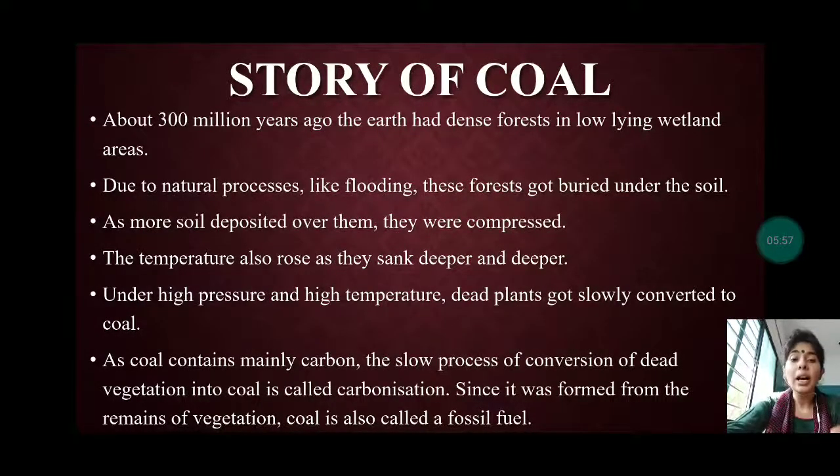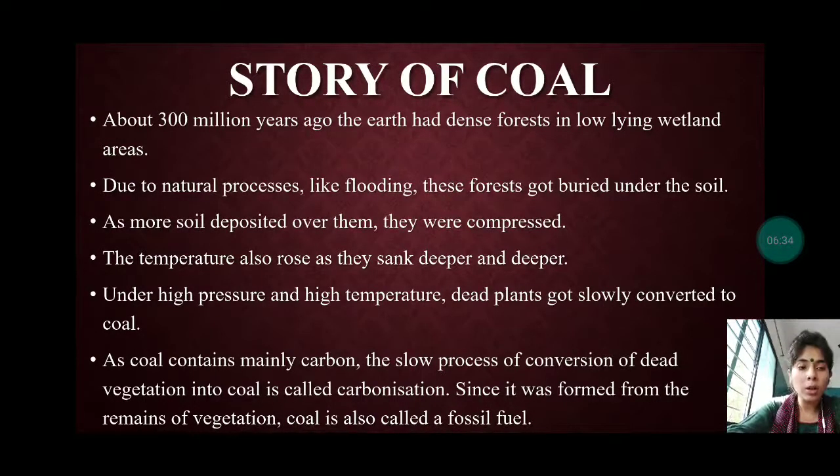Under high pressure and high temperature, dead plants get slowly converted into coal, as coal contains mainly carbon. What does coal contain? Carbon. The slow process of conversion of dead vegetation into coal is called carbonization. So the definition of carbonization is, as coal contains carbon, the slow process of conversion of dead vegetation into coal is called carbonization.